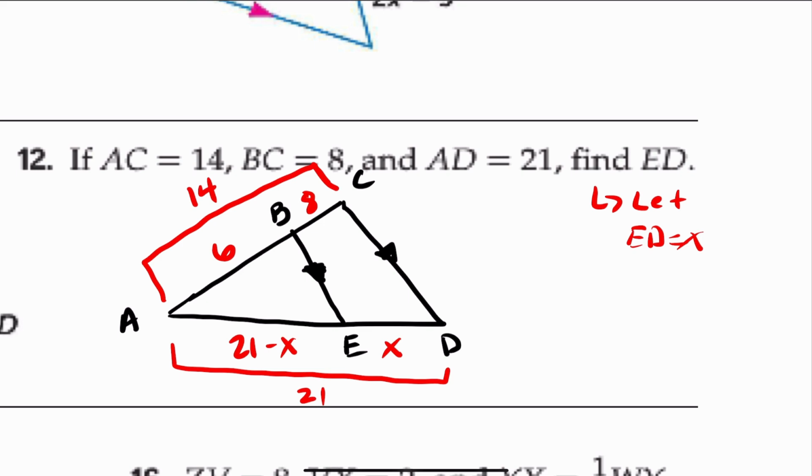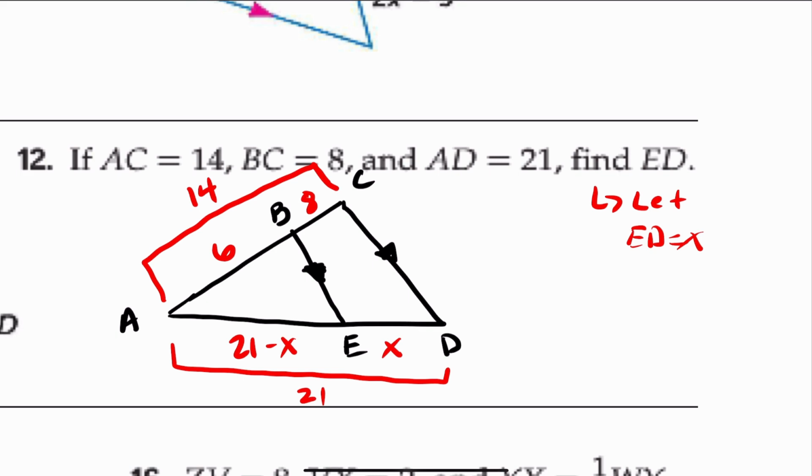If I do 21 minus x, which is one of my parts, plus x, which is my other part, and the whole thing here is 21, well, if we combine the like terms, negative x plus x cancel out, so 21 is equal to 21, okay? So that makes sense that our equation is true here.